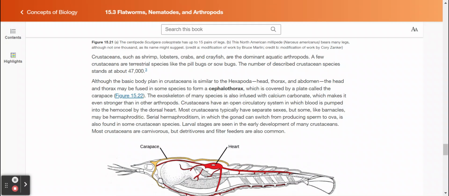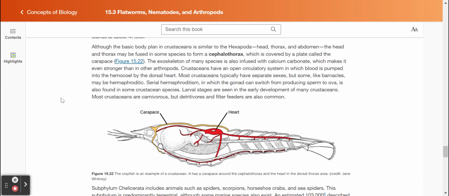Crustaceans, such as shrimp, lobsters, crabs, and crayfish, are the dominant aquatic arthropods. A few crustaceans are terrestrial species like the pillbugs or sow-bugs. The number of described crustacean species stands at about 47,000. Although the basic body plan in crustaceans is similar to the hexapoda, head, thorax, and abdomen, the head and thorax may be fused in some species to form a cephalothorax, which is covered by a plate called the carapace. The exoskeleton of many species is also infused with calcium carbonate, which makes it even stronger than in other arthropods.